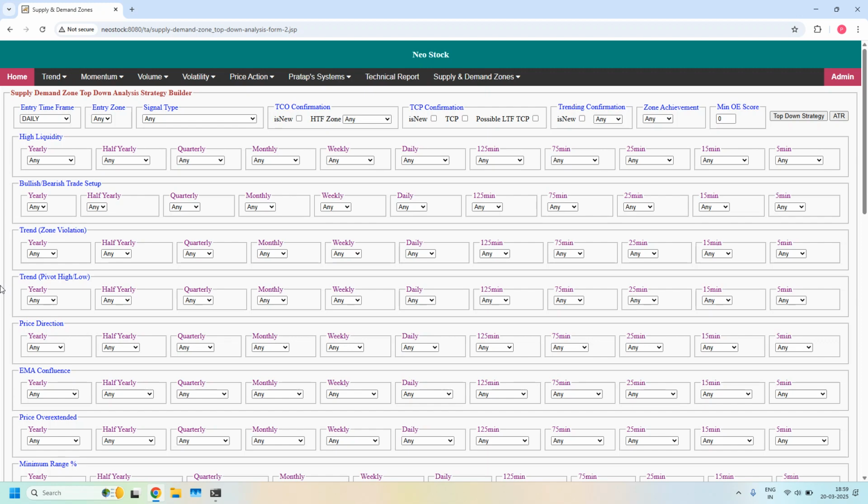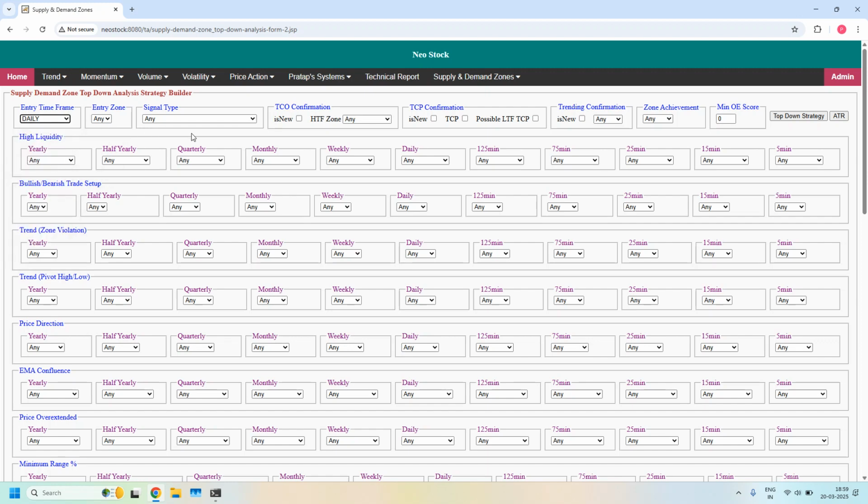First, all the important reports you will be using: stocks near monthly and weekly, I will generate, and then daily and high liquidity zones, daily and 75 minutes high liquidity zones, or even 125, which some people are also using. I will also generate them. Then bullish and bearish BANKNIFTY and bullish and bearish trade setups. So first let me generate daily and 75 minutes high liquidity zones.